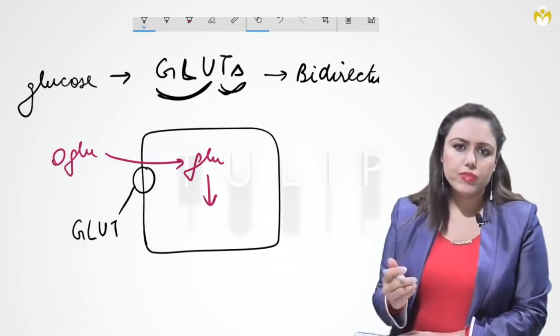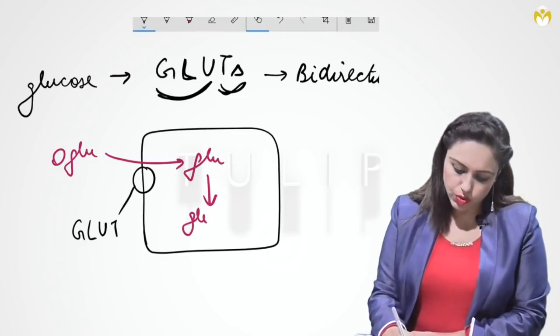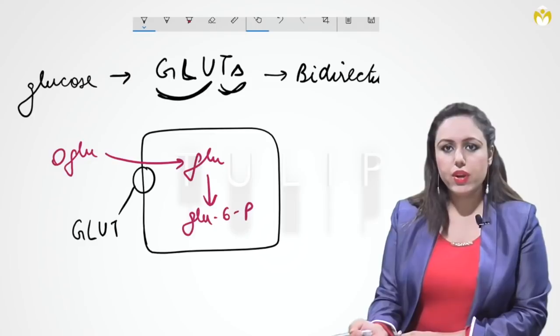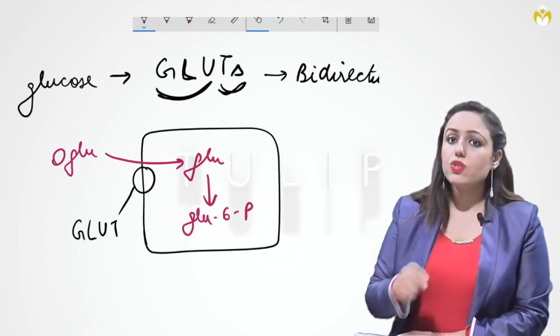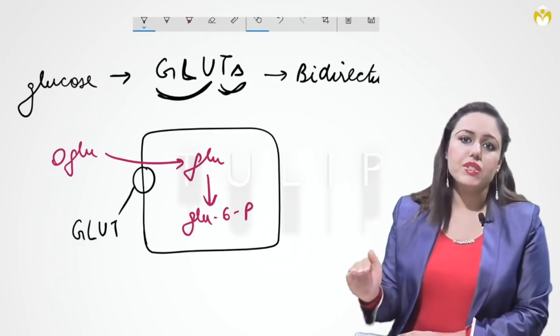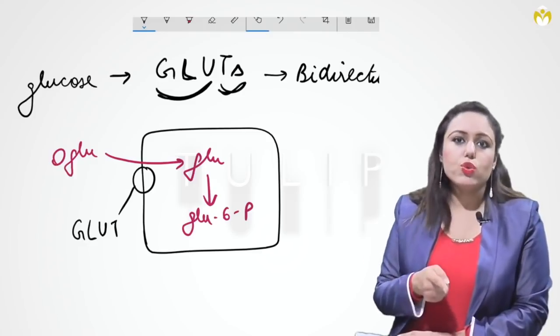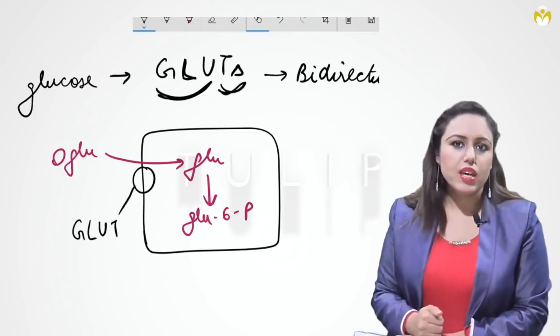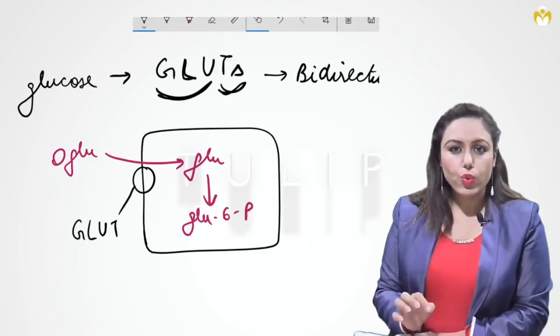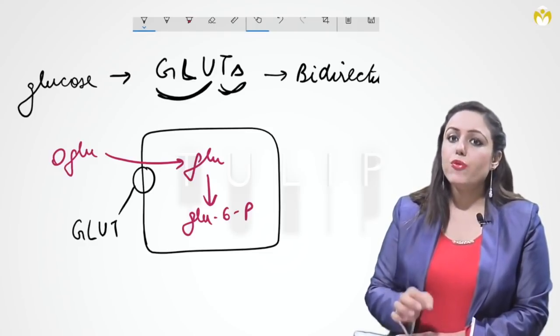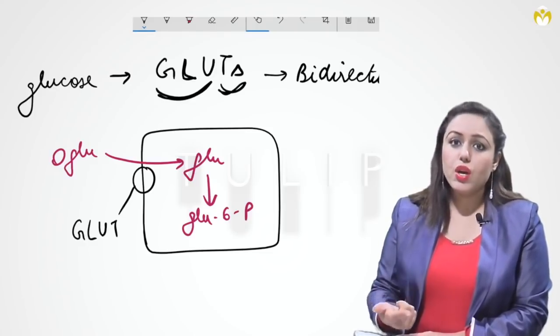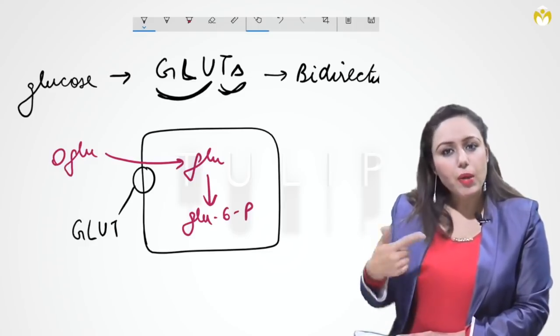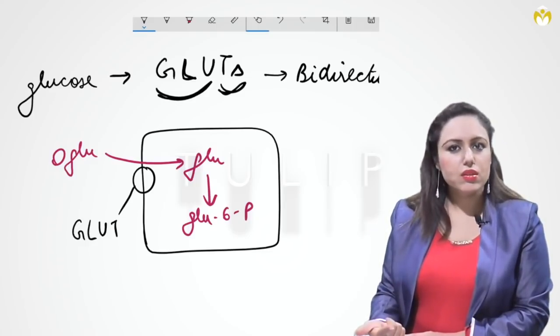Immediately, quickly, the cell will convert glucose to glucose 6-phosphate, right? Because if it is glucose, then it can escape the cell via GLUT. But if it is glucose 6-phosphate, then it can't escape the cell via GLUT. So can I say that phosphorylation of glucose is done for the entrapment of glucose inside the cell, right?